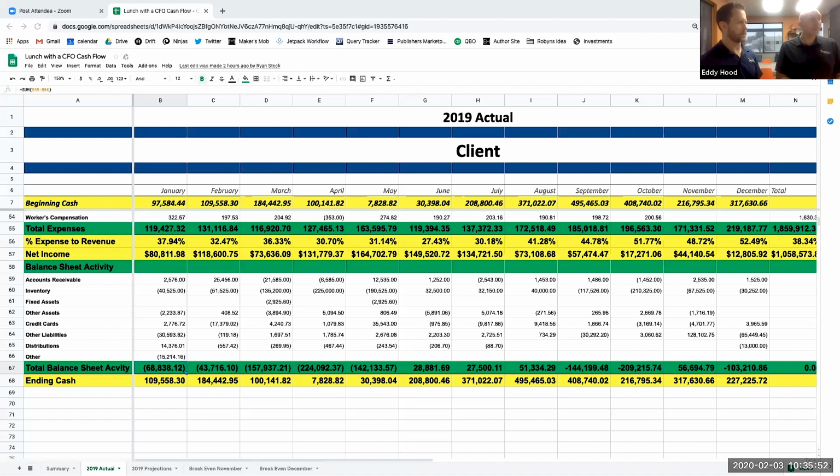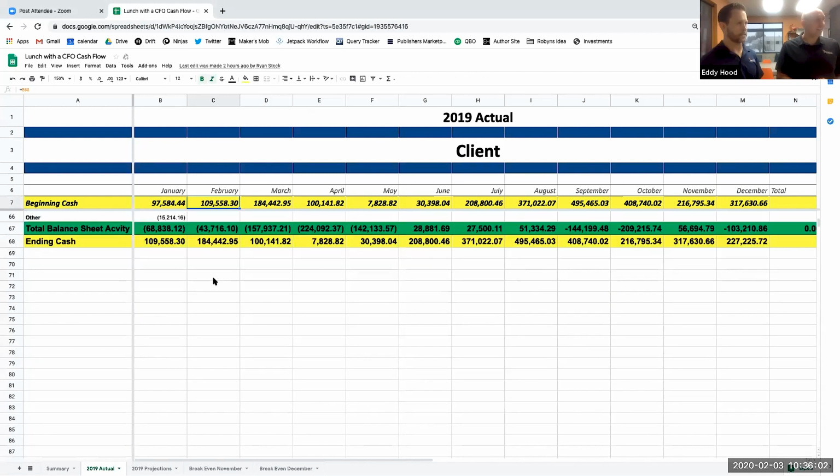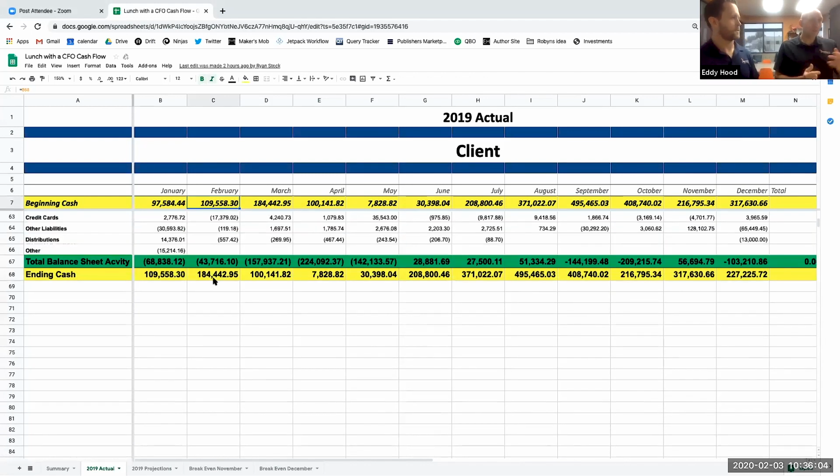Now, if you go up to February on line 7, where we've got the 109,000, I've just formulated that to equal the balance at January 31st. So you just took the ending cash as of January and pushed it up here to the beginning cash for February, which makes sense. We're just moving into the next month.